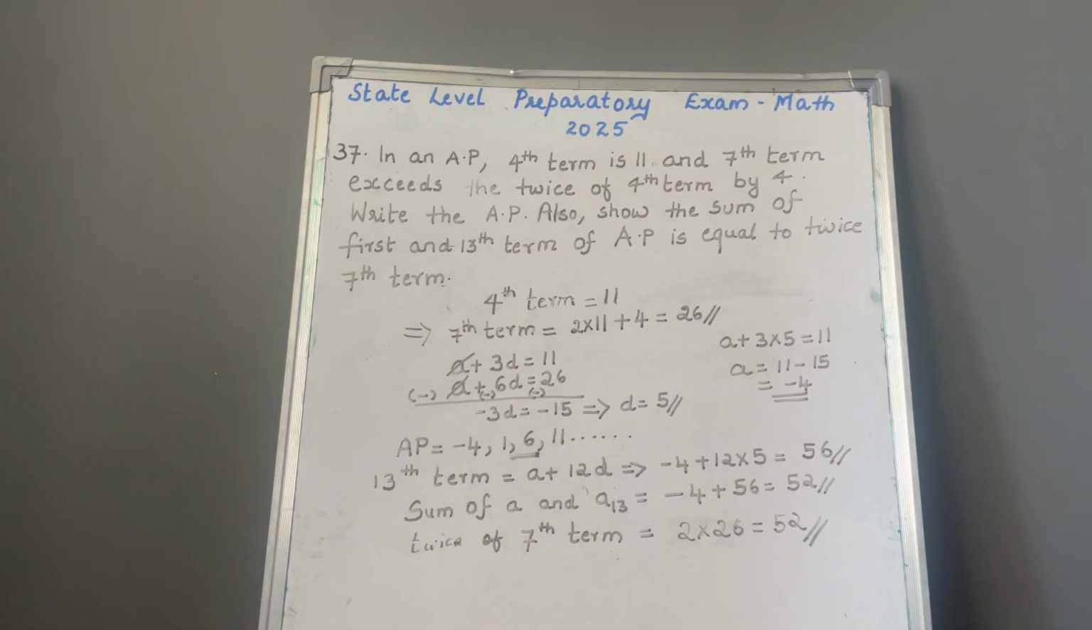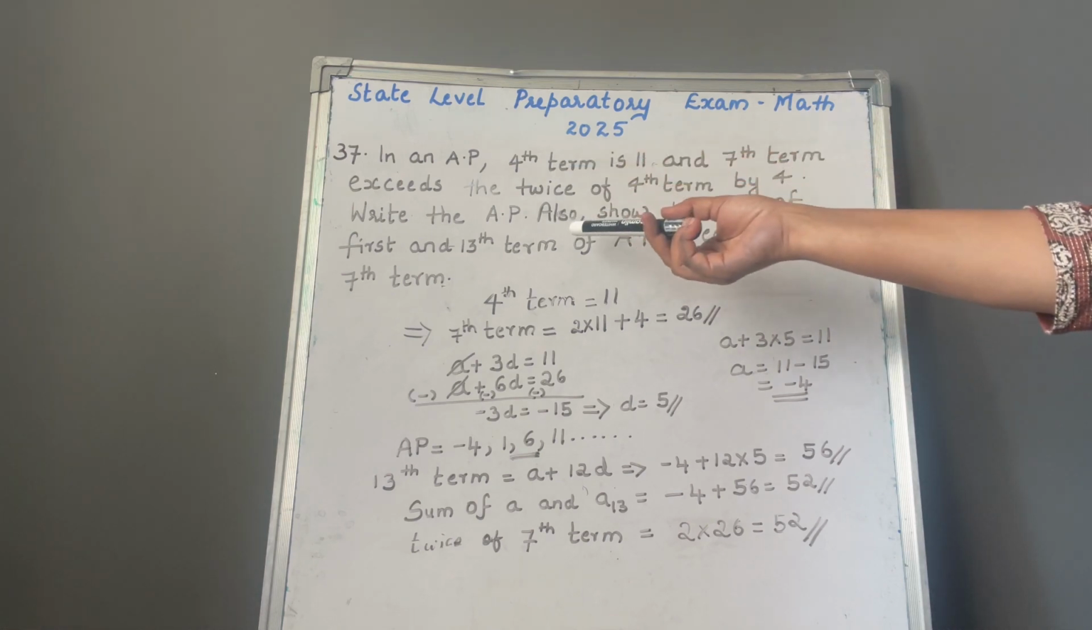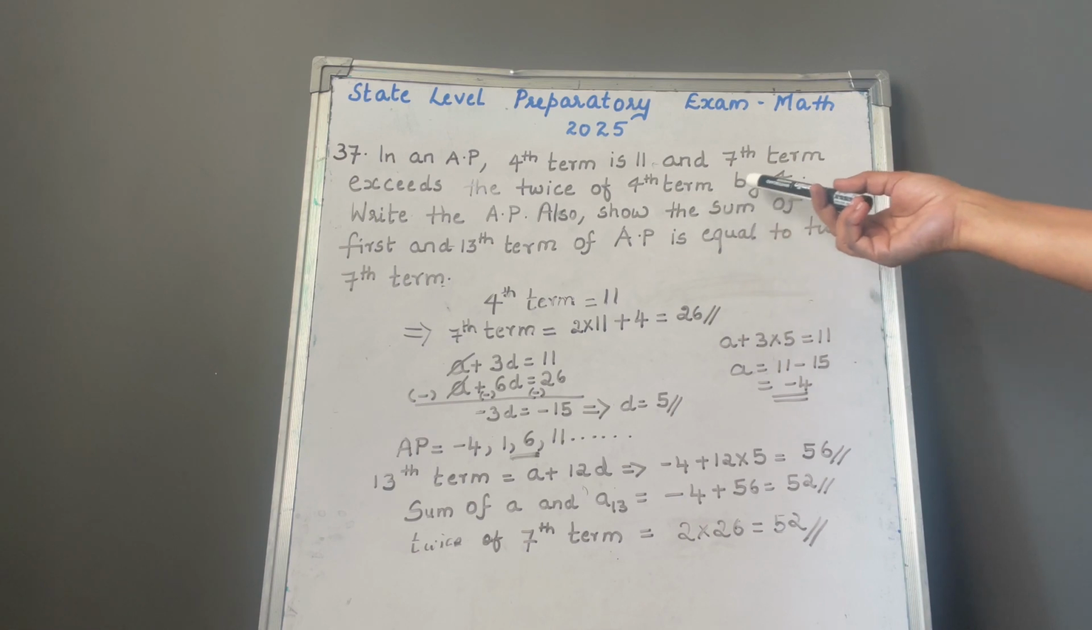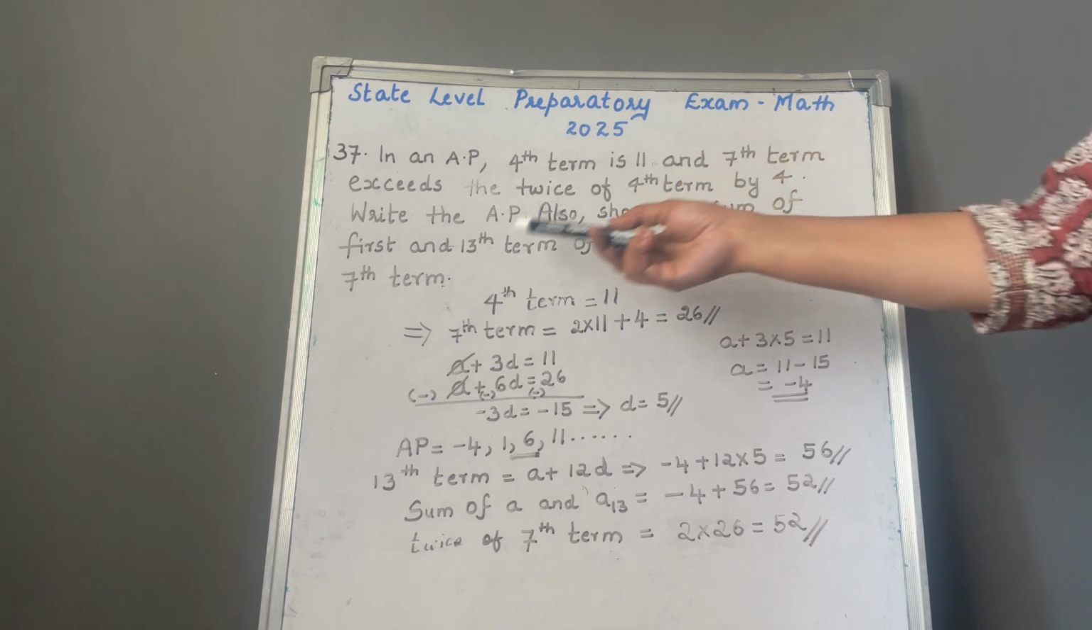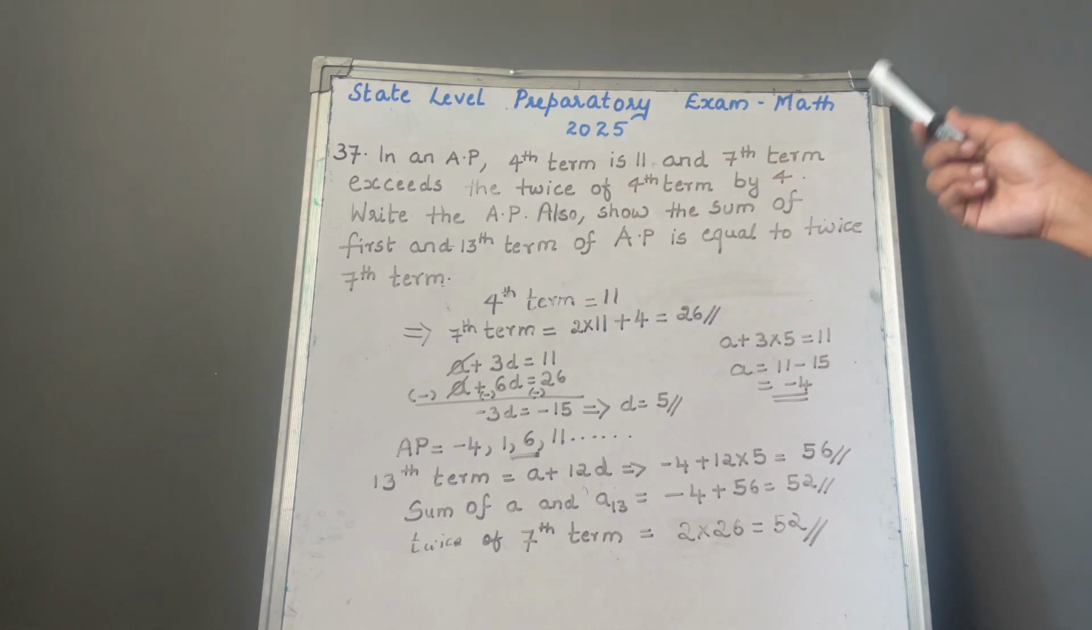Next we move on to the 37th question. The 37th question is from the chapter Arithmetic Progression and is for 4 marks. In an AP, the 4th term is 11 and the 7th term exceeds twice the 4th term by 4. Write the AP. Also show that the sum of the 1st and 13th terms of the AP is equal to twice the 7th term. So read the question 3 times and understand what values are given and what needs to be found out.